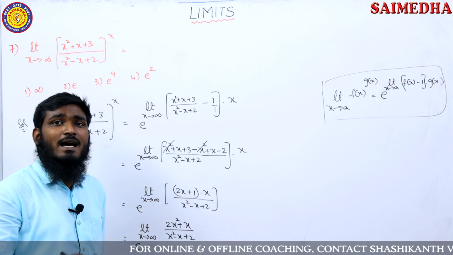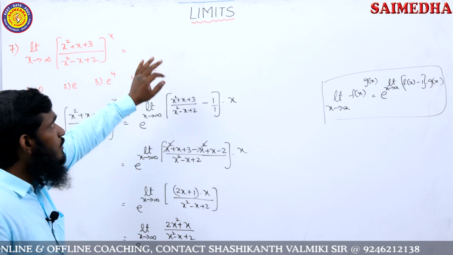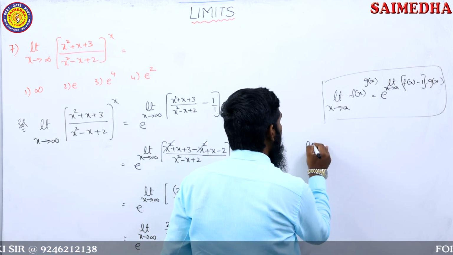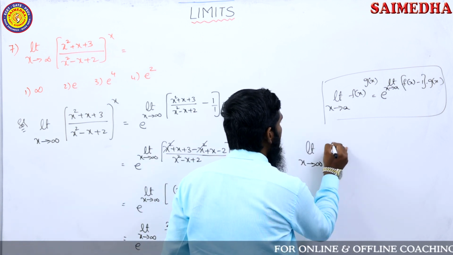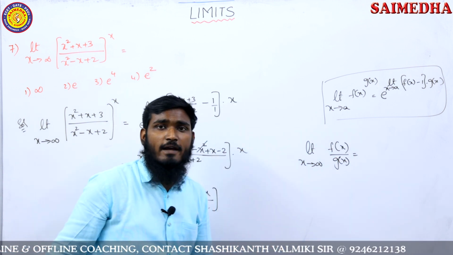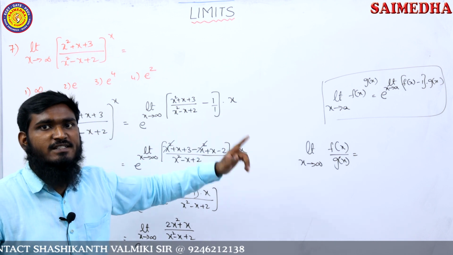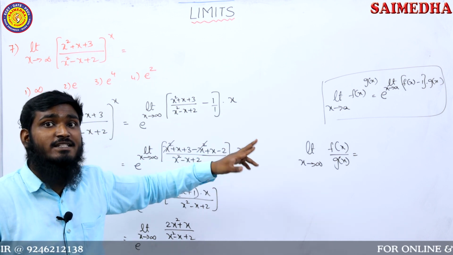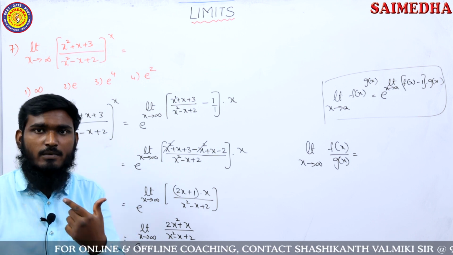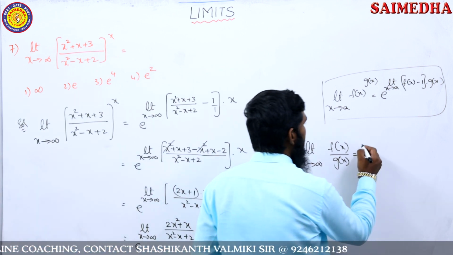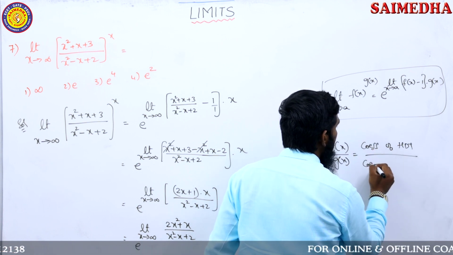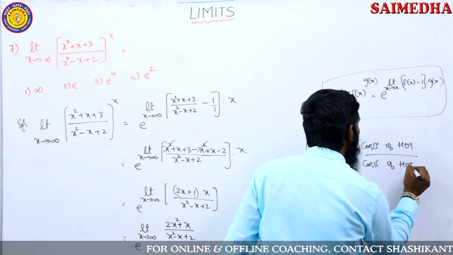Okay. Now in the last video of the limits itself, we have discussed one TSR, which is limit x tends to infinity f of x divided by g of x. Whenever it is in the form of f of x divided by g of x and it is of algebraic form, what we have to do? We have to take the coefficient of highest degree term divided by coefficient of highest degree term.